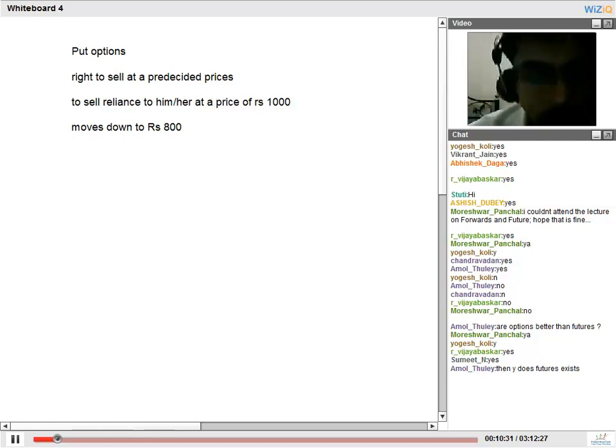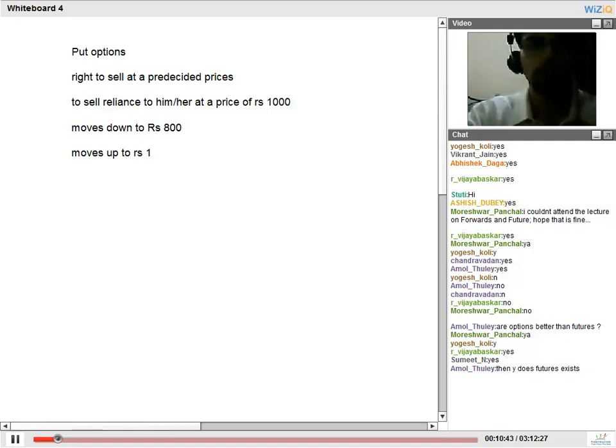So the stock moves down to 800 rupees. The option will be exercised. Let's assume the stock moves up to rupees 1,200. In that case, will I exercise the option?